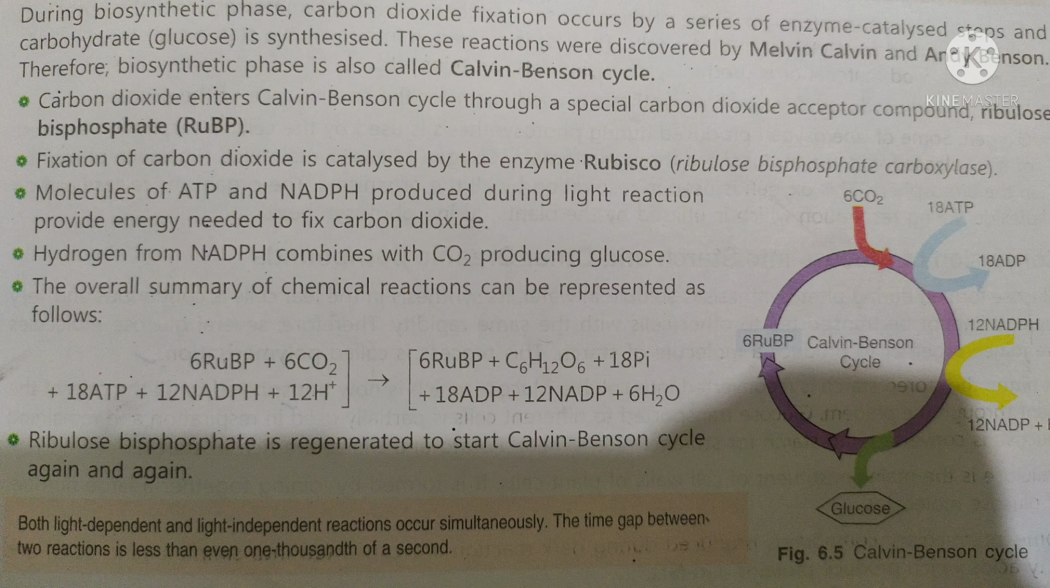Therefore, in the total overall reaction, 6 molecules of RuBP combine with 6 molecules of carbon dioxide with the utilization of 18 ATP and 12 NADPH. They give rise to one molecule of glucose and 6 molecules of RuBP, which are further regenerated as such, and 18 molecules of inorganic phosphate, 18 molecules of ADP plus 12 NADP plus 6 molecules of water are further produced. So this is about the C3 cycle or dark phase of photosynthesis.